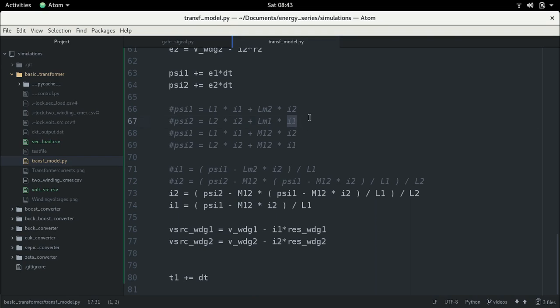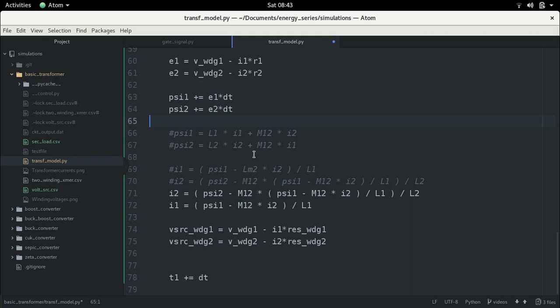Let me just clean this up. This is an old equation where I was using the magnetizing inductances. We don't need that anymore, as we are using the mutual inductances. These are the equations of the flux linkages with respect to the currents. Now, in order to solve these simultaneous equations, we used this method: we expressed I1 with respect to I2 and then substituted I1 in the second equation to find this current I2. This is just simple substitution.